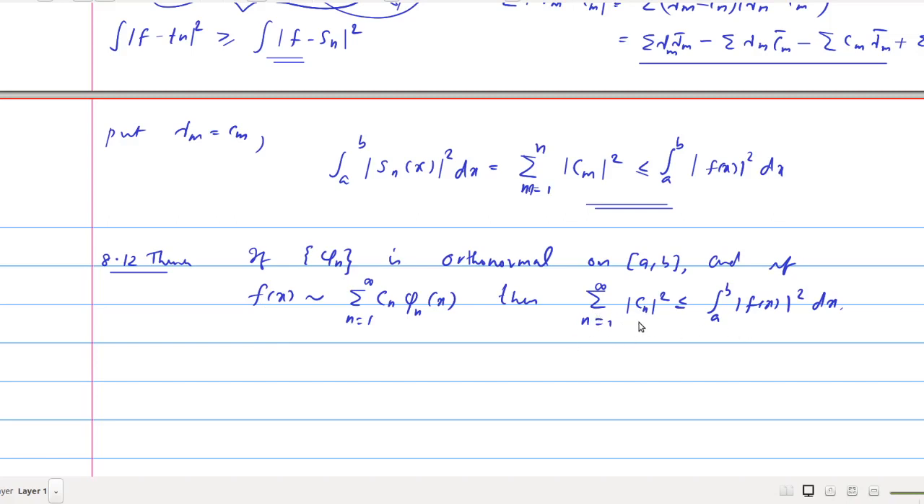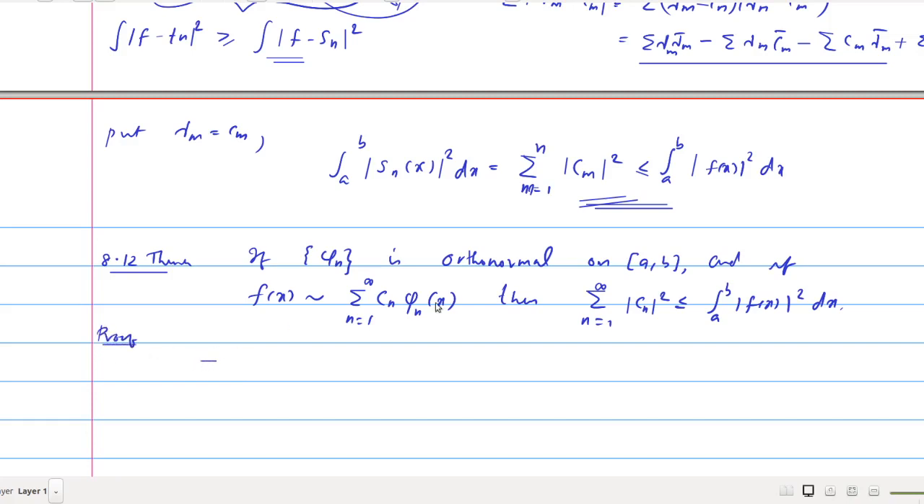Okay, that means the series of Fourier coefficients of the function f converges. That is the meaning of this. The series of squares is convergent, which means it is absolutely convergent as well. So how to prove this? This can be proved using this argument. We have already proved that.